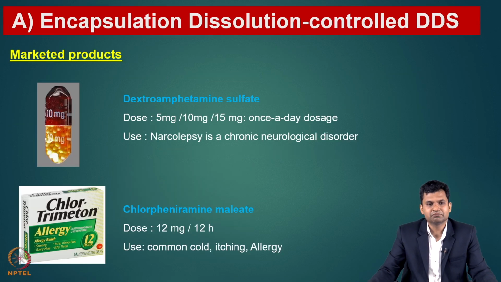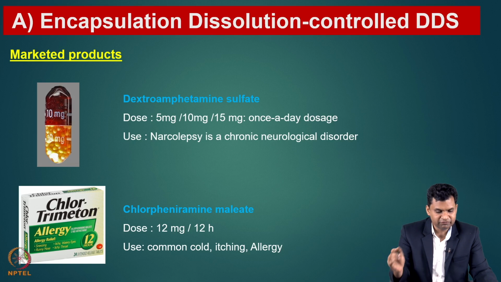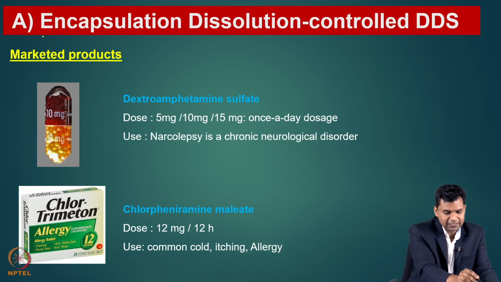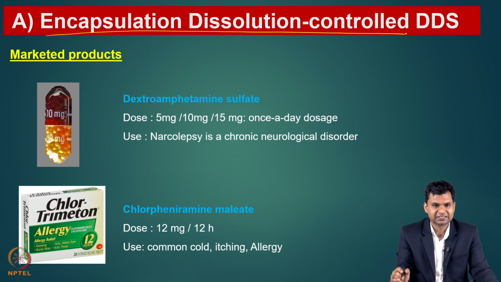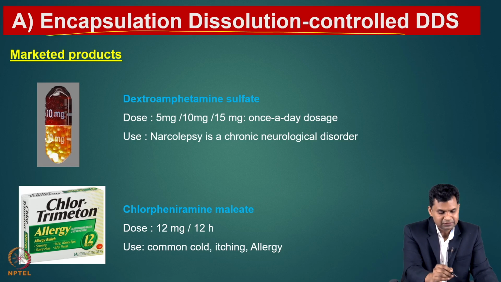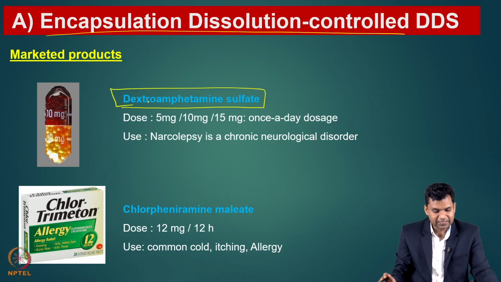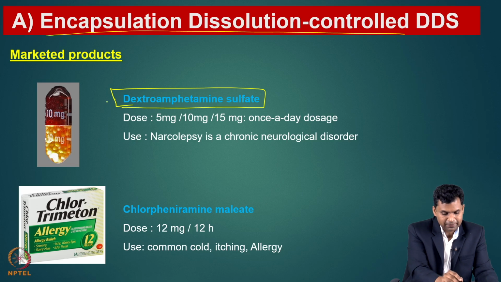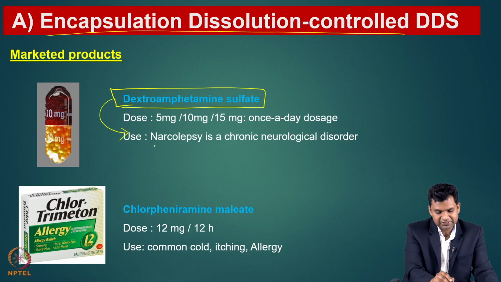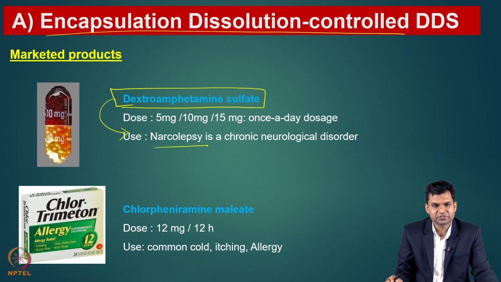These are some marketed products. Here we can see encapsulation dissolution control drug delivery systems. The first product is dextromethorphan sulfate, and this API can be used for the treatment of narcolepsy.